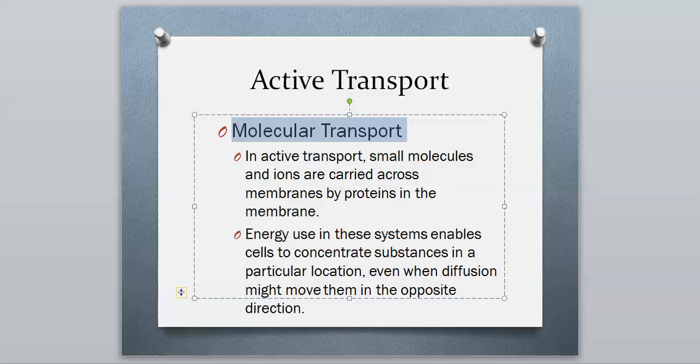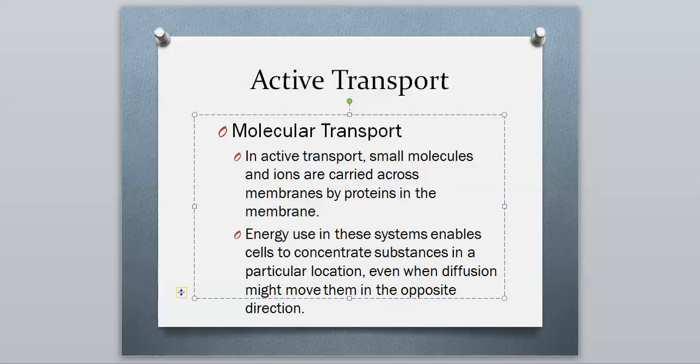It says in active transport, small molecules and ions are carried across membranes by proteins in the membrane. Energy use in these systems enables cells to concentrate substances in a particular location, even when diffusion might move them in the opposite direction. So for example, let's say we have a bunch of salt inside of our cell, and we have a little bit of salt outside of our cell. However, we need as much salt inside of our cell as we can. So molecular transport or active transport allows us to take the salt from the low concentration and move it to the inside of the cell where the concentration is higher.